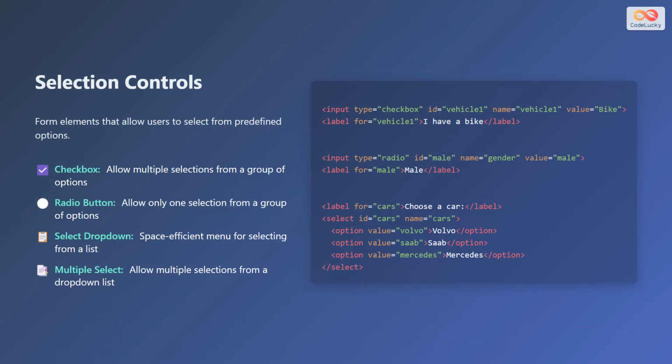Now let's learn about selection controls, which are form elements that allow users to select from predefined options. First, we have the checkbox. This allows multiple selections from a group of options, such as selecting multiple interests. Next, we have the radio button, which allows only one selection from a group of options, such as selecting a gender. Next, we have the select dropdown, which provides a space-efficient menu for selecting from a list, such as selecting a country. And finally, we have the multiple select, which allows multiple selections from a drop-down list. Here is an example showing how to implement checkboxes, radio buttons, and select drop-downs.